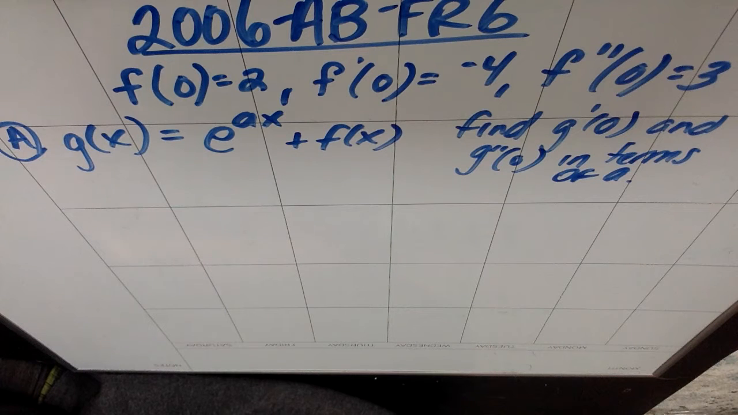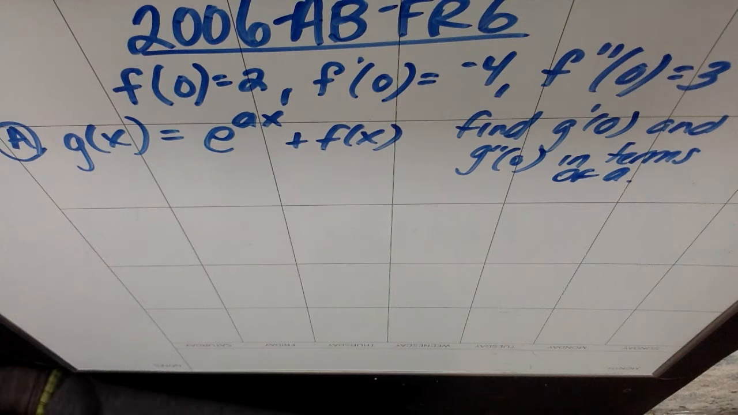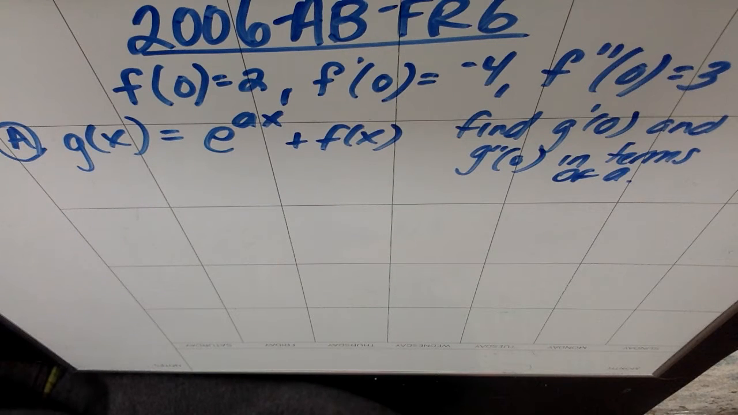In part A, we are given that the function g is defined by g of x equals e to the ax plus f of x for all real numbers, where a is a constant. Find g prime of 0 and g double prime of 0 in terms of a. Show the work that leads to your answer. So this is essentially testing your knowledge of the chain rule.